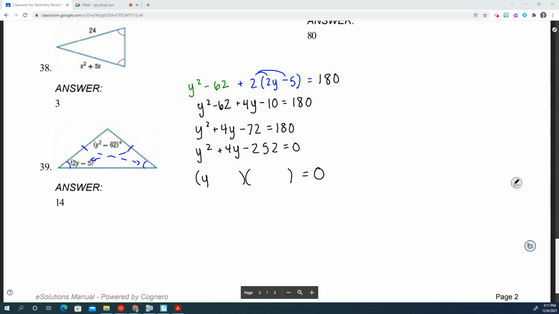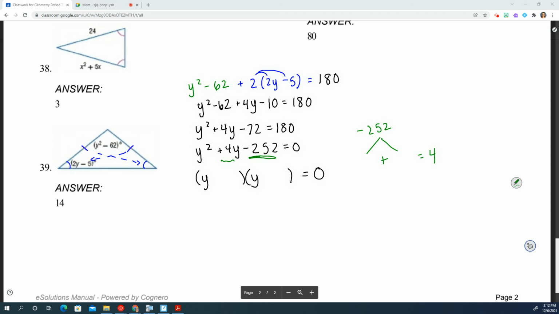I don't know how you were taught this, it could be different. But if I have y squared here, the only way I can multiply to y squared would be y times y. And then the strategy we do to factor this, to undo the distributive property, is you find 2 numbers that multiply to this constant. In this case, it's negative 252. You find 2 numbers whose product is negative 252, who add to b, and b is 4.